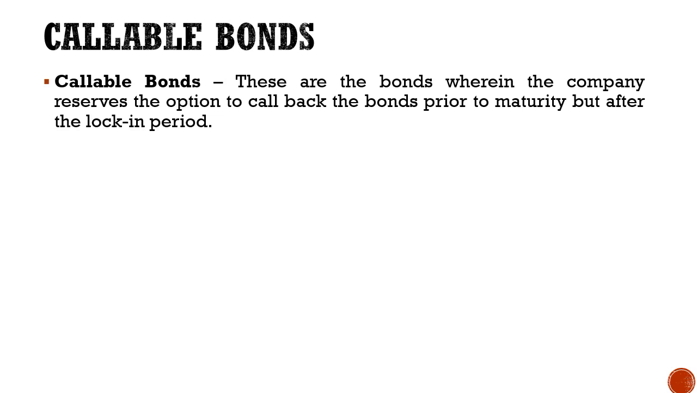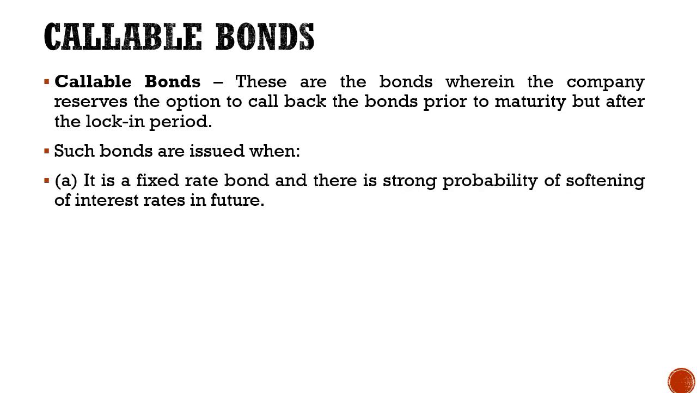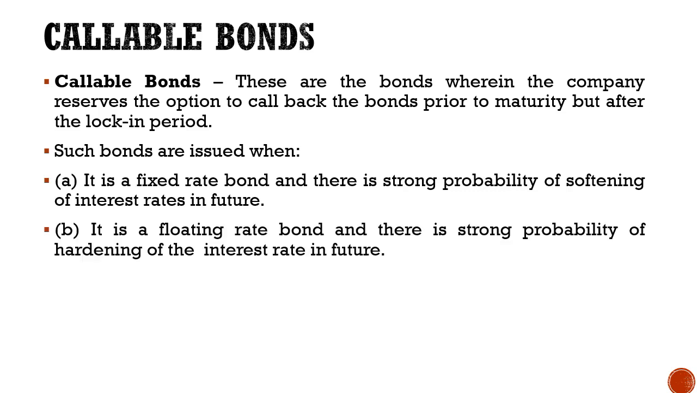Okay, the next type we have is the callable bonds. Now this is a very important one. Callable bonds are bonds wherein the company reserves the option to call back the bonds prior to maturity but after the lock-in period. So under this, the company can call back the bonds before the maturity but after the lock-in period. Such bonds are issued when, number one, it is a fixed rate bond and there is strong probability of softening of interest rates in future. And second, it is a floating rate bond and there is strong possibility of hardening of the interest rate in future. So based on these two reasons, the bonds can be called back.